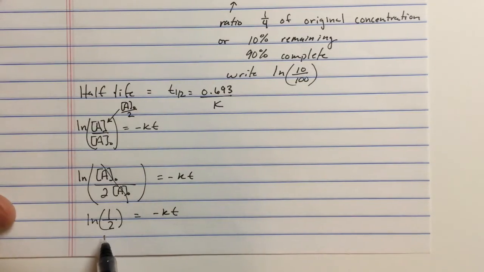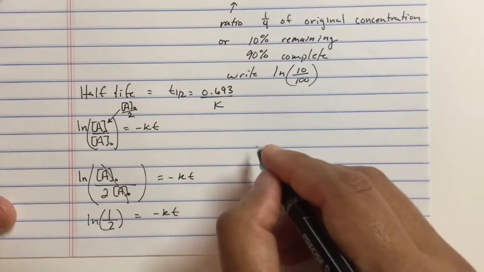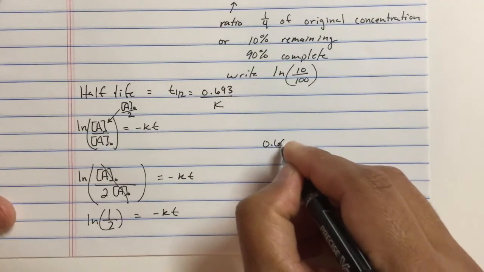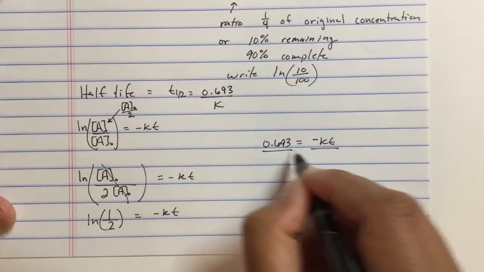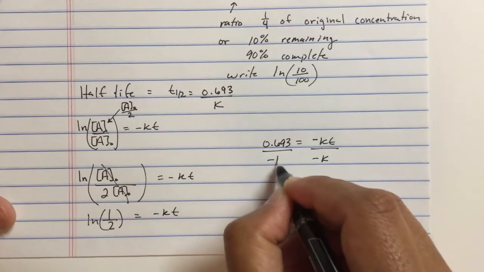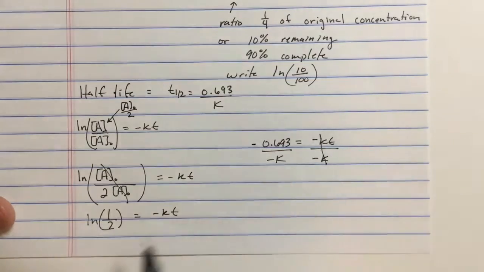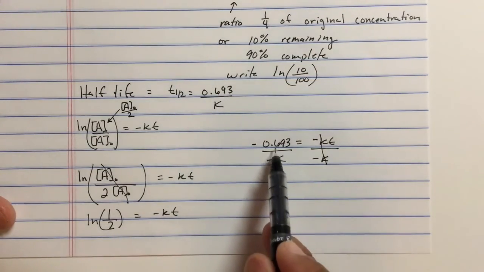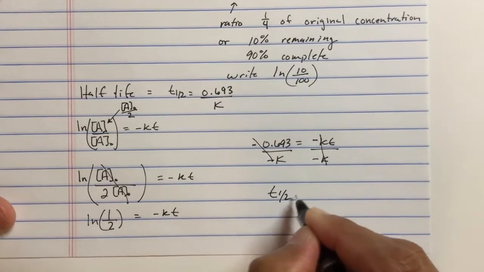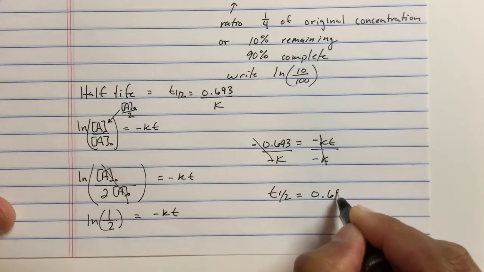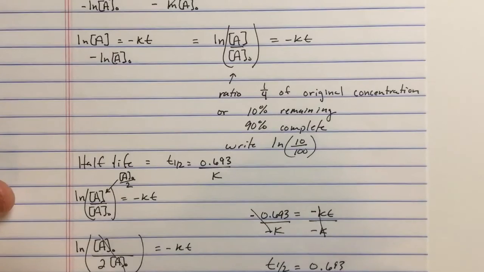The natural log of 1/2, let me continue over here because I'm running out of space. The natural log of 1/2 is negative 0.693, is equal to negative kt. Divide both sides by negative k. Those negatives cancel. And so the half-life is 0.693 over k. So let's do a quick recap here.